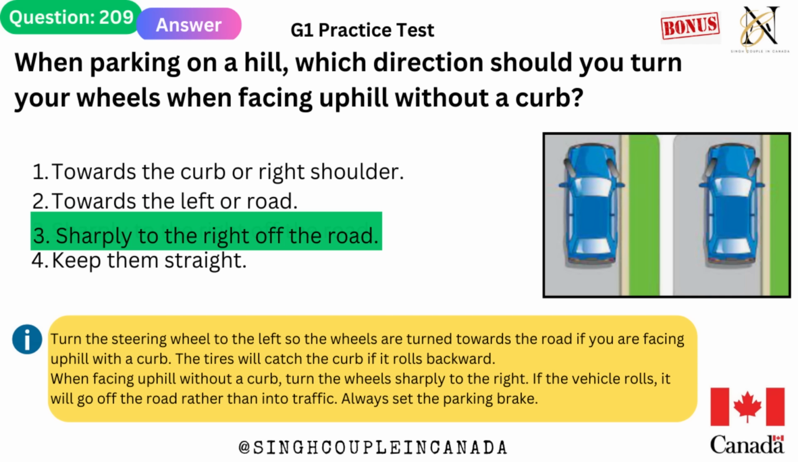Turn the steering wheel to the left so the wheels are turned towards the road if you are facing uphill with a curb. The tires will catch the curb if it rolls backward. When facing uphill without a curb, turn the wheels sharply to the right. If the vehicle rolls, it will go off the road rather than into traffic. Always set the parking brake.